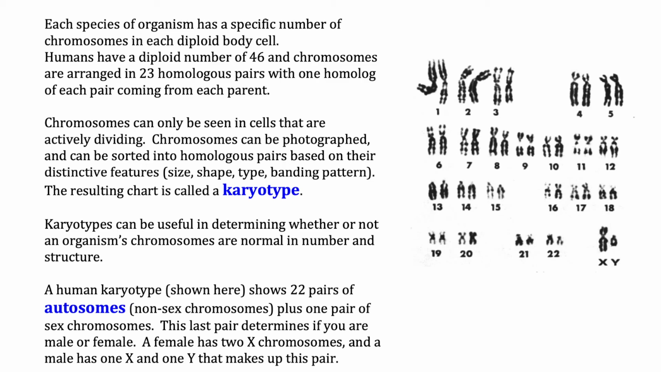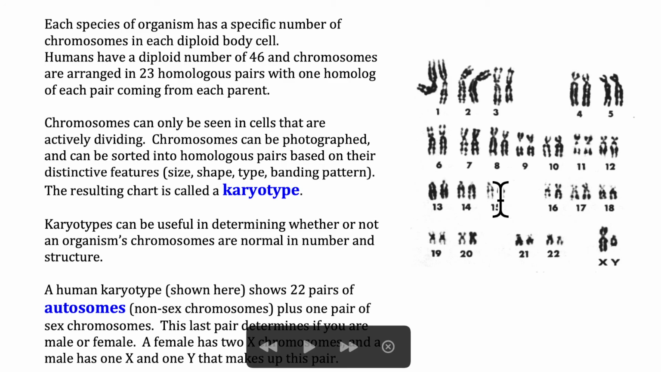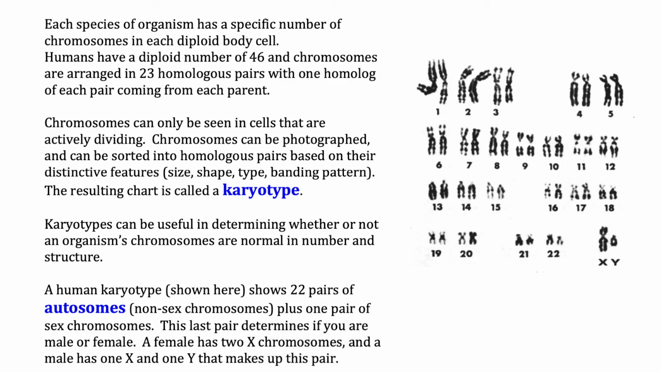Chromosomes can only be seen in cells that are actively dividing. Chromosomes can be photographed and can be sorted into homologous pairs based on their distinctive features. Those are size, shape, type, and banding pattern. The resulting chart is called a karyotype. Karyotypes can be useful in determining whether or not an organism's chromosomes are normal in number and structure.